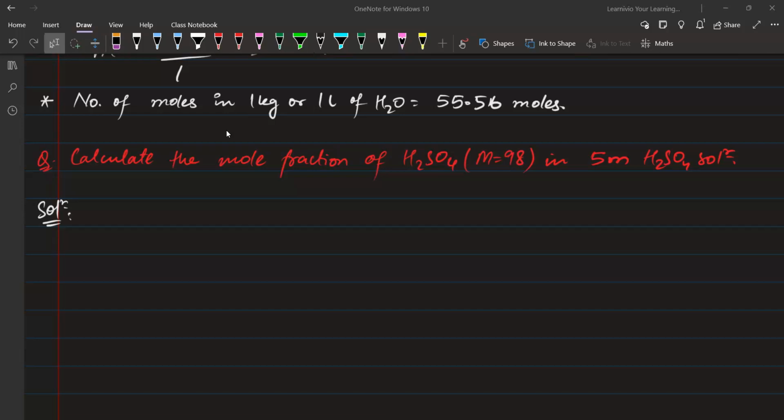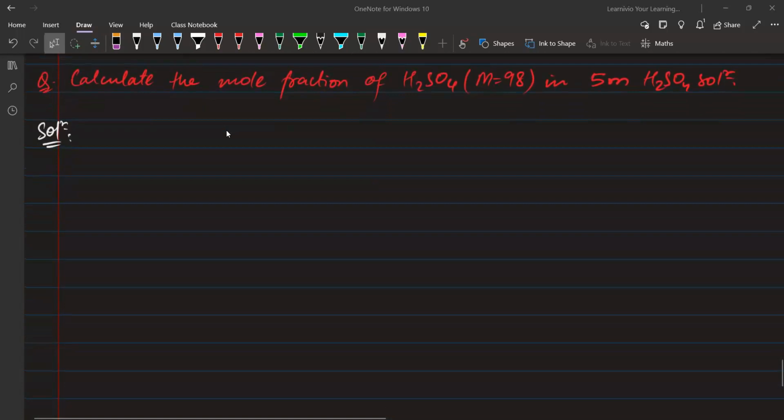Okay, let's see. So what is 5 small m, by the way? Sir, this would mean 5 molal, or mol per kg.